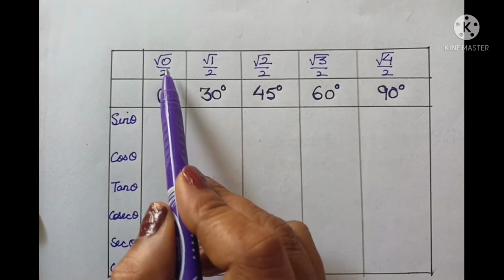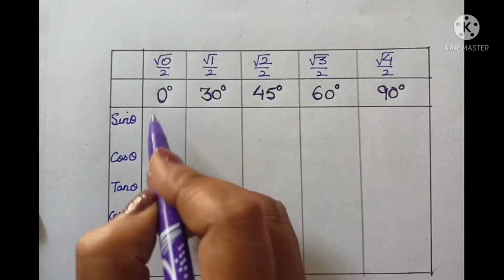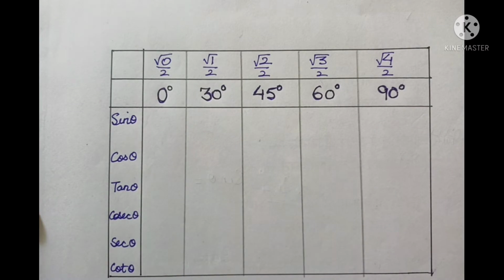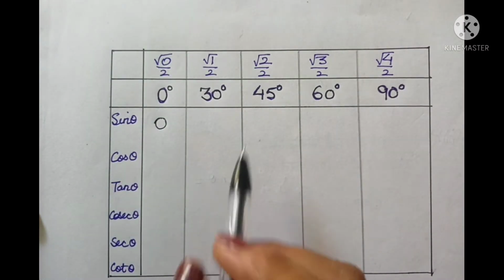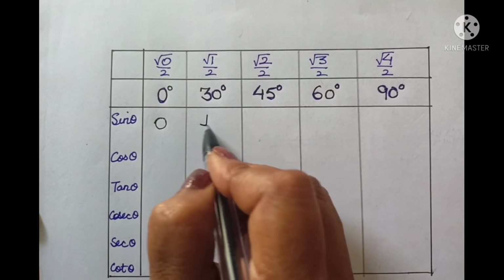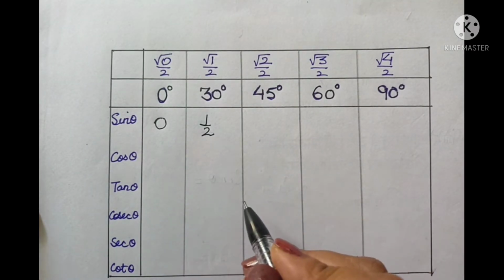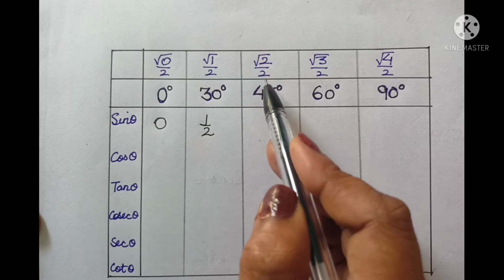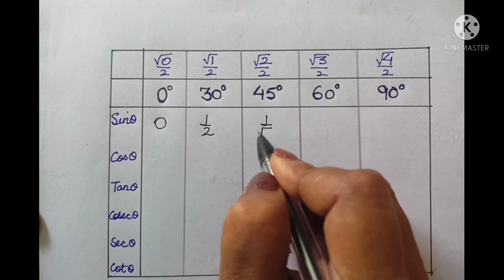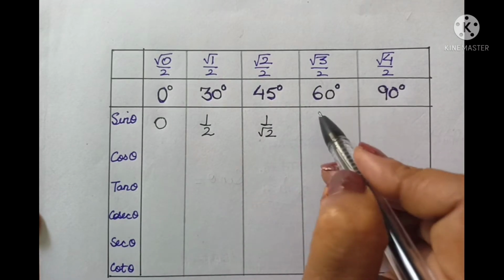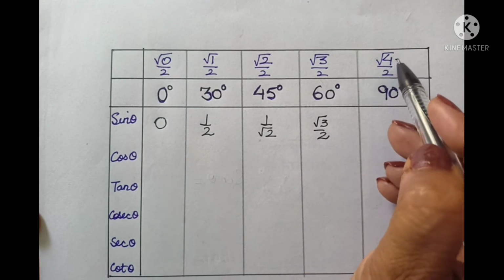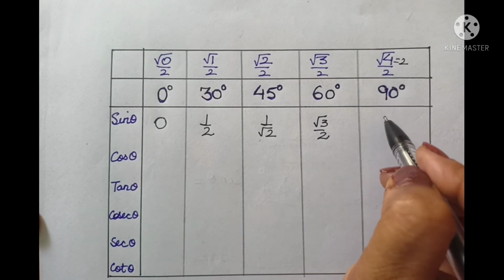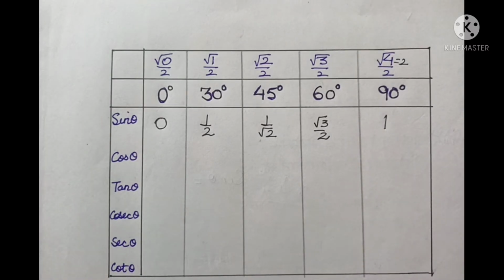See, root 0 divided by 2 is 0 by 2, that is 0. So the value of sine of 0 degree will be 0. Root 1 is 1. By 2, 1 by 2 is the value for sine 30. Root 2 when divided by 2 we get 1 by root 2. Root 3 by 2 is already simplified, so root 3 by 2. And root 4 we know that is 2. So 2 divided by 2 is 1. So these are the values of sine theta.